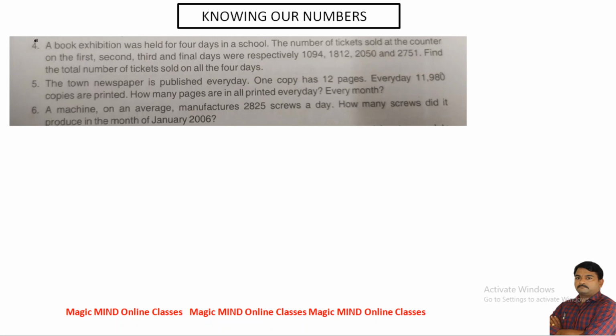I am not explaining this question because you know it already. Very simple. A book exhibition was held 4 days in a school. Okay, very good. The number of tickets sold each day: first day this much, second day this much, third day this much, fourth day this much. Adding all, you are going to get the answer. You can try this question from your side.